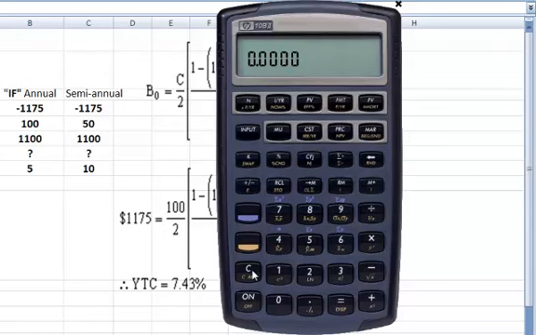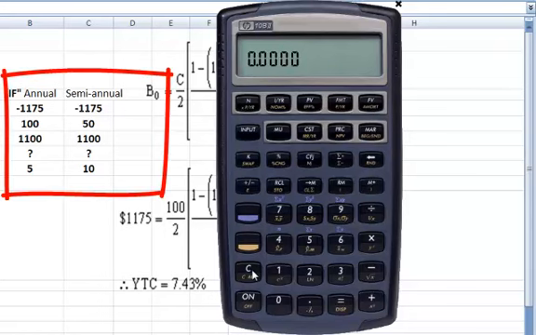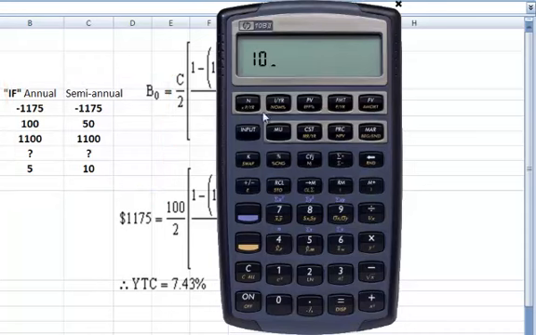Let's try it one more time using a semi-annual coupon. Let's clear this. Let's find the yield to call on a bond that can be called in 5 years. Therefore, if it's 5 years, it'll be 10 payments. Currently, the call price of the bond would be $1,100. That would be the future value.